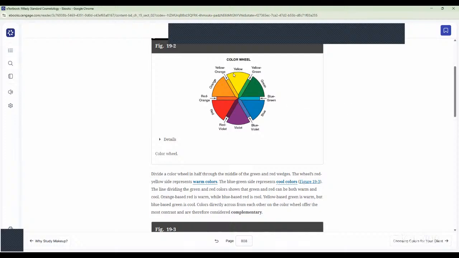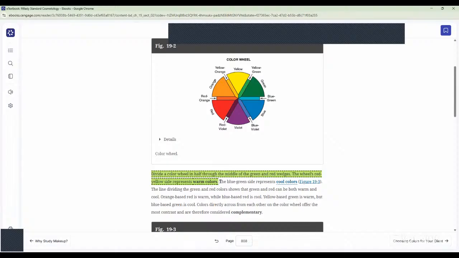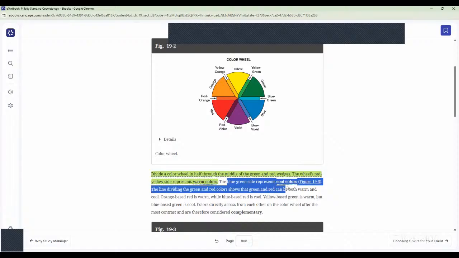So this color wheel is broken into two, one side warm, one side cool. Yes, and Ms. Cox, how do I know one side is warm? Okay, here's what we're going to do. Warm is going to be red, orange, yellow. Cool is going to be violet, blue, and green.